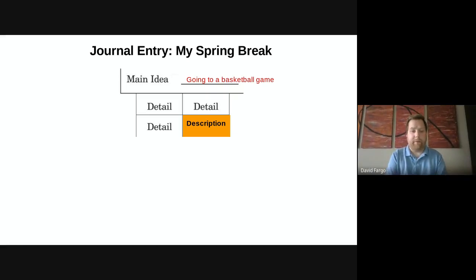Let's look at another example. So again, a journal entry about my spring break. We're still focusing on a paragraph about going to a basketball game. The person who's writing this, one of the main things they did over spring break was they went to a basketball game. But this time I want my golden brick, my most powerful detail in that paragraph, to be a description.